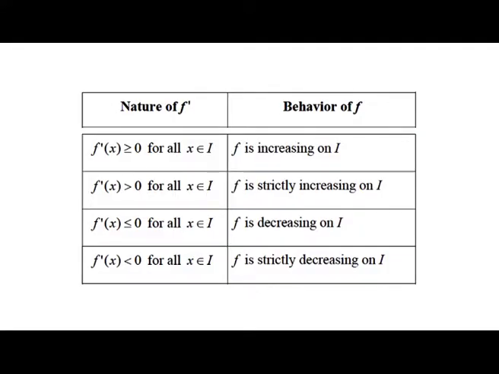All these conclusions are summarized in the following table. If f'(x) ≥ 0 for all x in I, then f is increasing on I. If f'(x) > 0 for all x in I, then f is strictly increasing on I. If f'(x) ≤ 0 for all x in I, then f is decreasing on I, and if f'(x) < 0 for all x in I, then f is strictly decreasing on I.